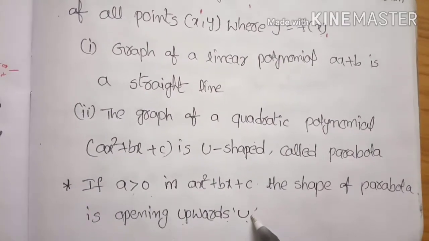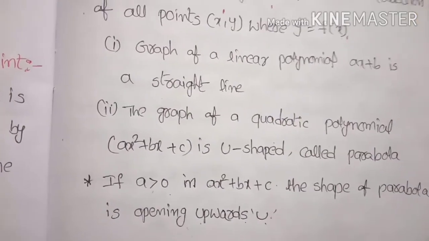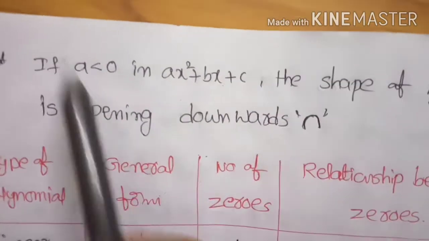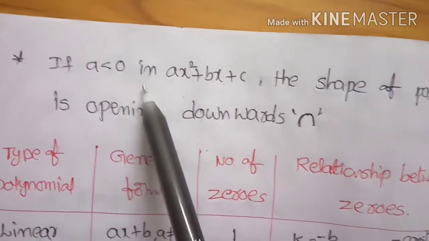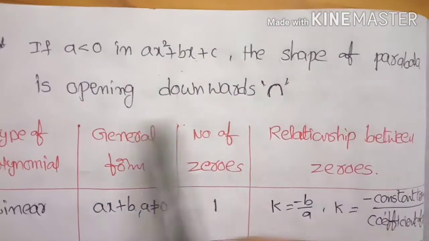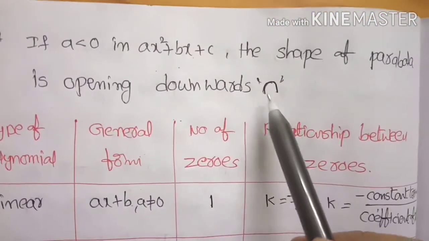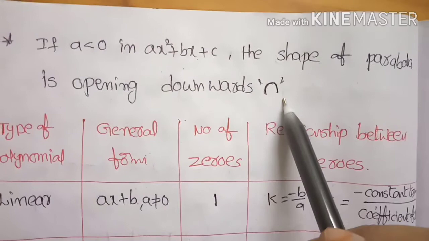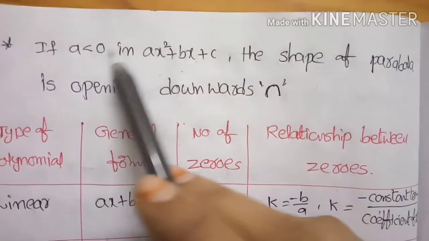Okay, next one, if a is less than 0 in ax square plus bx plus c, the shape of the parabola is opening downwards, this shape. Less than 0, what is the shape? This is the downwards.